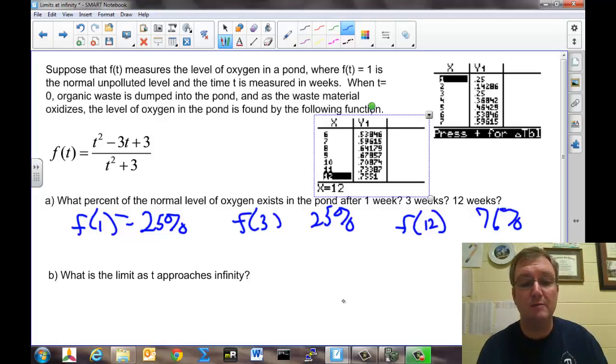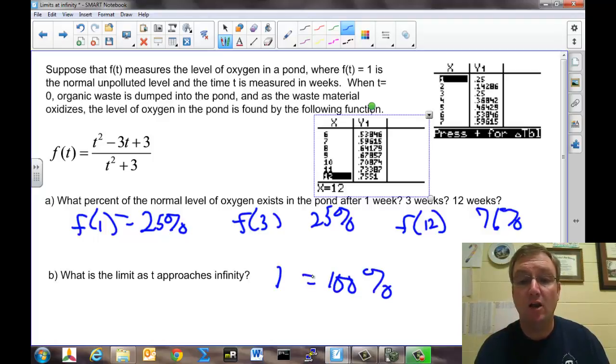What is the limit as t approaches infinity? Well, let's look at this. Looking at our numbers, they're getting larger, it seems. Let's look at our algebraic rules. The exponents are the same, so we can look at the lead coefficient of 1 over 1. So we would expect it to approach 1, which would be the same as 100%.